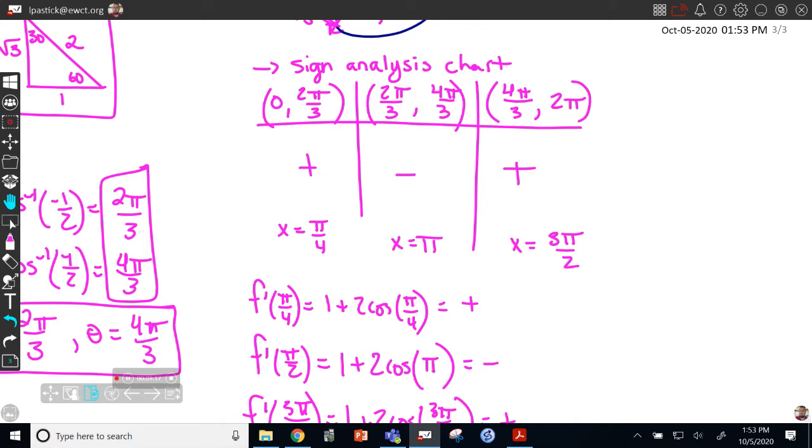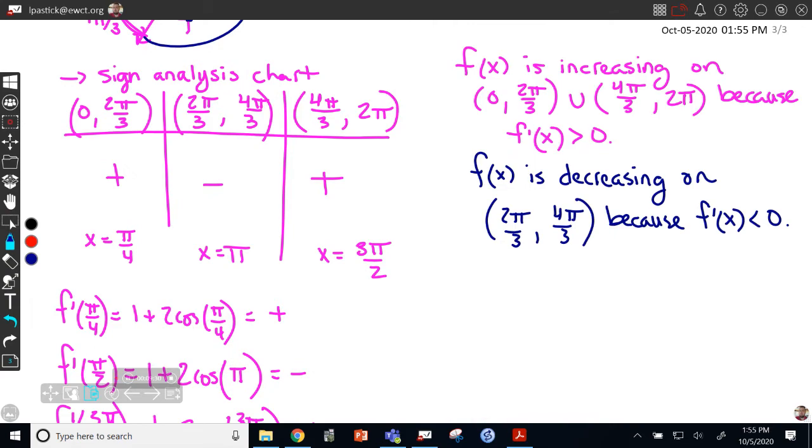So let's make 2 statements, one for where the original function is increasing and one for where the original function is decreasing. I'll be right back. Okay, so I've written my 2 answers. F of x is increasing on 0 to 2 pi over 3 union 4 pi over 3 to 2 pi because f prime of x is greater than 0 on those intervals. And f of x is decreasing on 2 pi over 3 to 4 pi over 3 because f prime of x is less than 0.